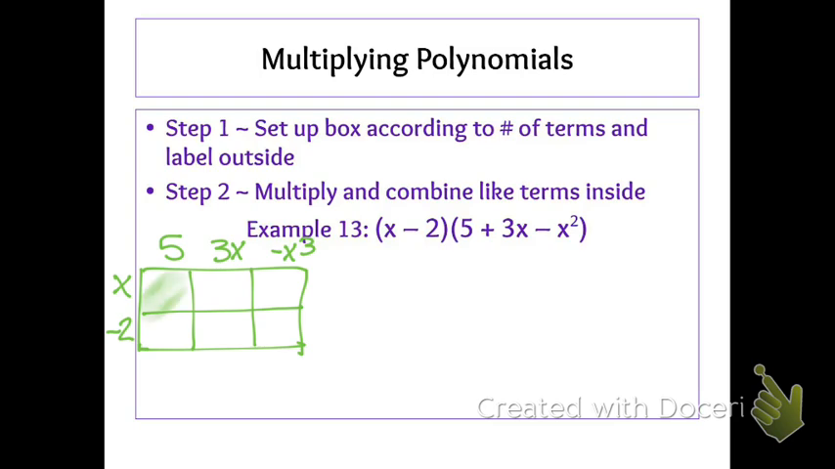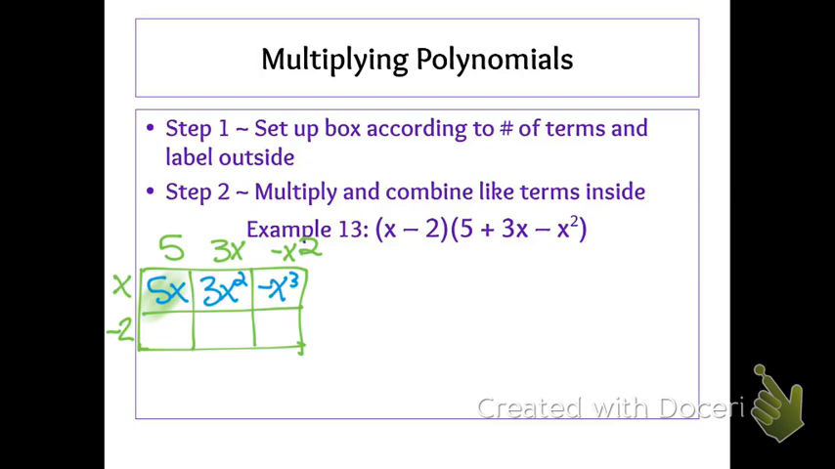So this first cell that is in the upper left-hand corner, that's in the first row, first column. So you're going to do the x times the 5 and get 5x. Moving one space over to the right, that is in the first row, second column. So that's x times 3x, which is 3x squared. And then the last one in the top row, that's x times, I made a copying mistake there. That should be a negative x squared, not an x cubed. So that should be a negative x squared times x, which is negative x cubed.